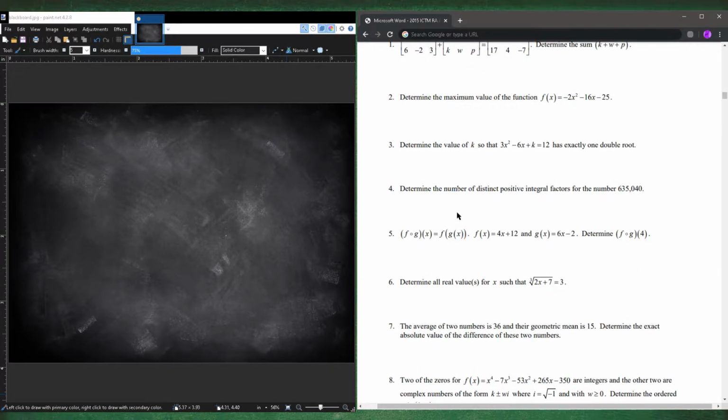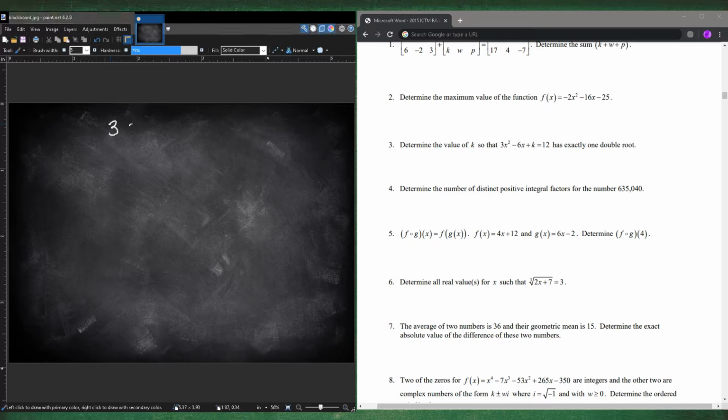Number 3, determine the value of k so that 3x squared minus 6x plus k is equal to 12. So basically 3x squared minus 6x plus k minus 12 in parentheses. So you have to make a quadratic. So when it has exactly one double root, what it's basically saying is that it's something like this, ax plus b squared, right? And then it's equal to this entire thing.